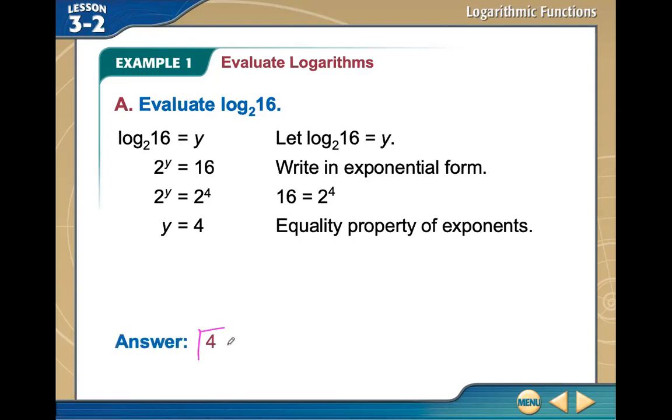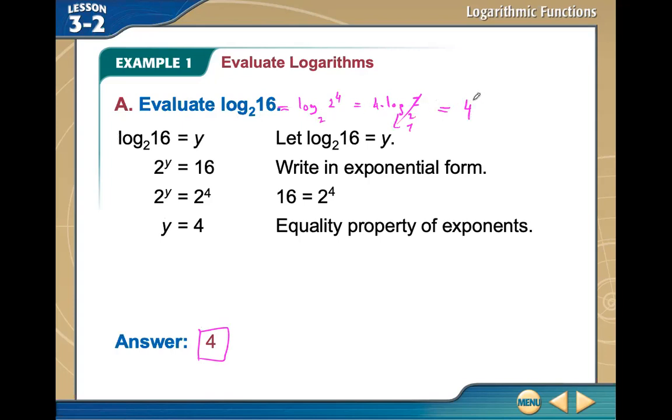The answer is 4. But when I give you some rules, we will be able to solve the question directly without using this. I will say this is equal to the logarithm, and this is equal to this, and this is 1, so the result is 4, okay?